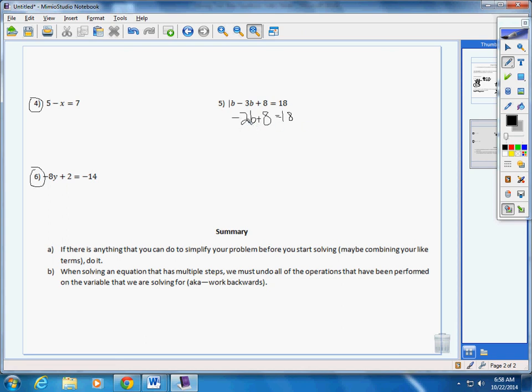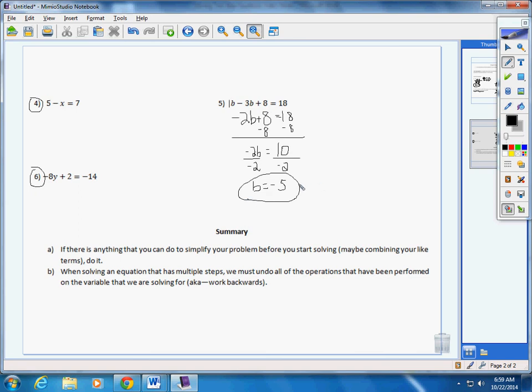How do we do that? Well, we first eliminate anything that's not attached to B. So since we have plus 8, let's do the inverse and let's subtract 8 from both sides. And you have negative 2B equals 10. And our last step then, how do you undo multiplication? You've got to divide by a negative 2. Don't just divide by 2, it has to be negative 2. The negative 2's cancel out, and you're left with B equals 10 divided by negative 2 is negative 5.